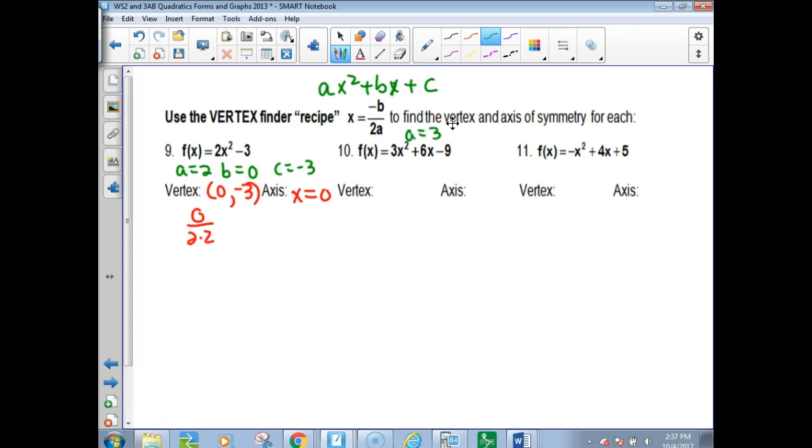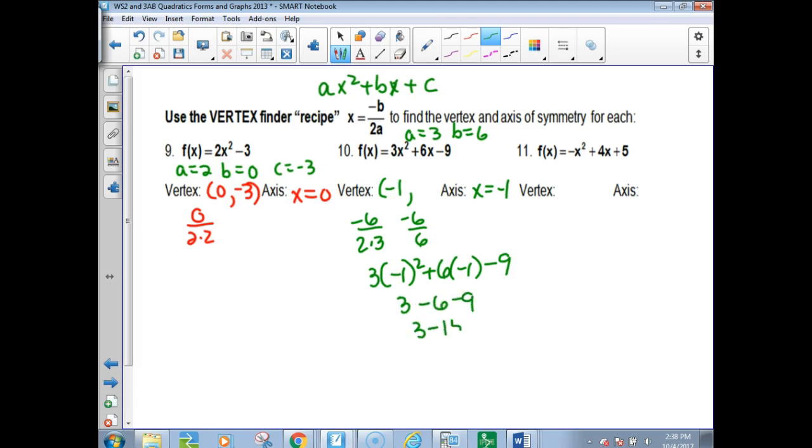The next one, a is 3, b is 6. We really don't need to write down c. Do you understand why? I don't need the c value for the formula. So a is 3, b is 6. The vertex x value would be the opposite of b, which is negative 6, over 2 times 3. That's negative 6 over 6, which is negative 1. The axis is x equals negative 1. You plug negative 1 into the equation, and it gives you a positive 1 when you square it. So it's going to be 3 minus 6 minus 9. 3 minus 15 would be negative 12, right? Okay, so the vertex is negative 1, negative 12.